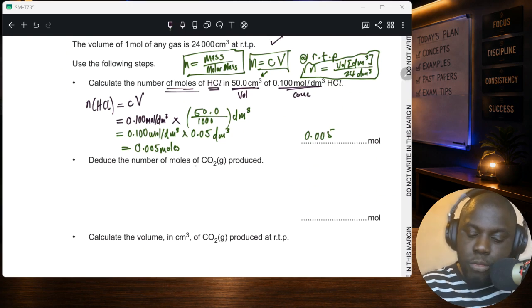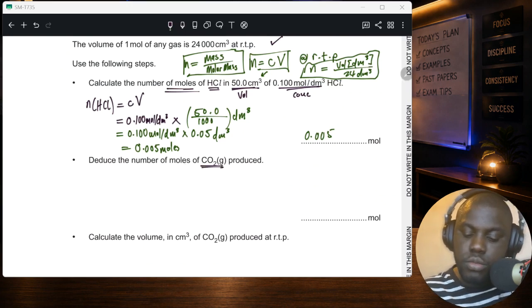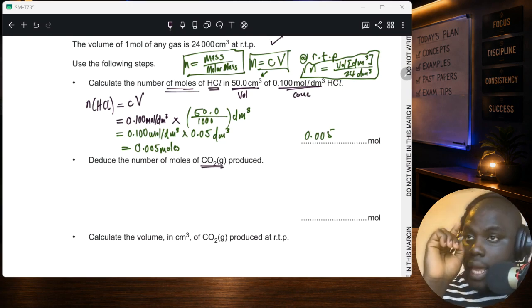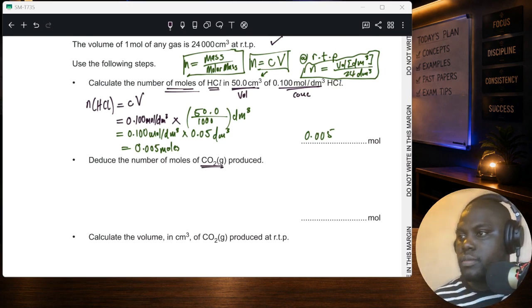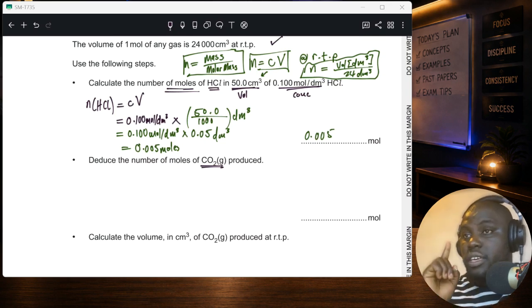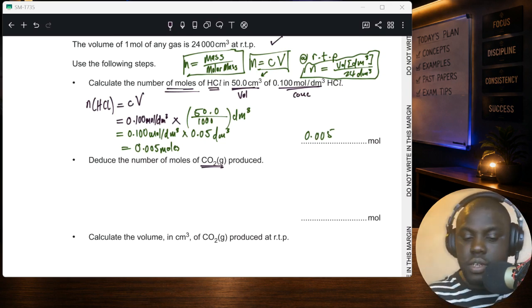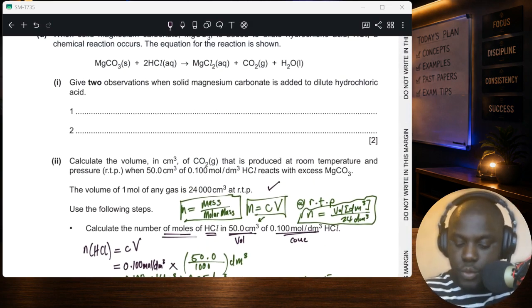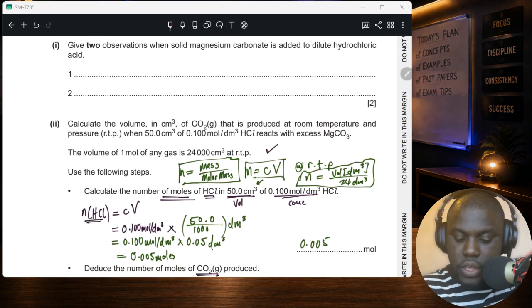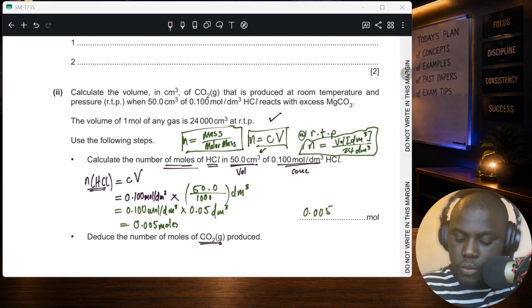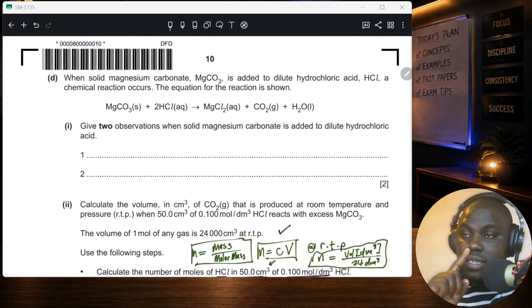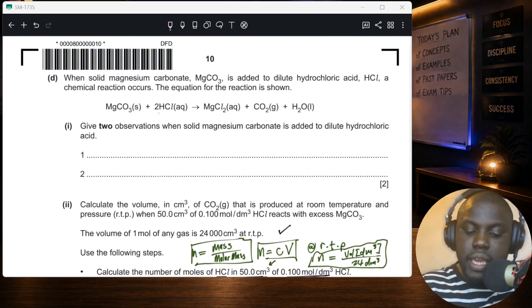Now they'll ask you for moles of CO2. So first, go to the equation and see the ratios. Okay? Go to the equation and see the ratios. Let's go to the equation. What ratios are there? Well, we got moles of what? Of HCl. Now we want moles of what? Of CO2. So let's check. HCl versus CO2. Here is your HCl. Here is your CO2.